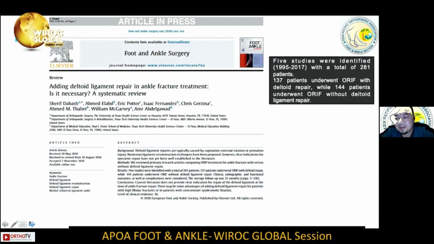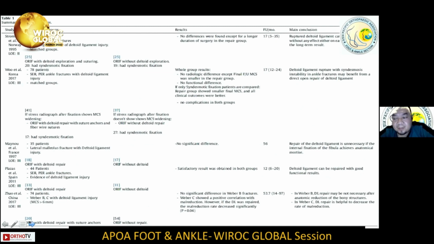This is another article about deltoid ligament rupture in ankle fracture. This article compiled 5 studies about ankle fracture, and all of them performed suture anchor repair of the deltoid ligament rupture. The results of these 5 studies are written in this slide, but there is no clear or significant result about deltoid ligament repair in these patients.